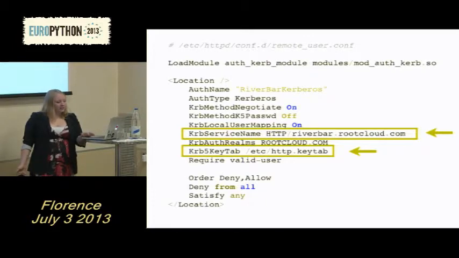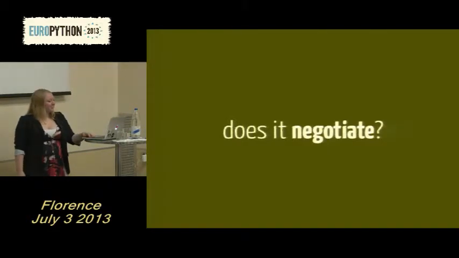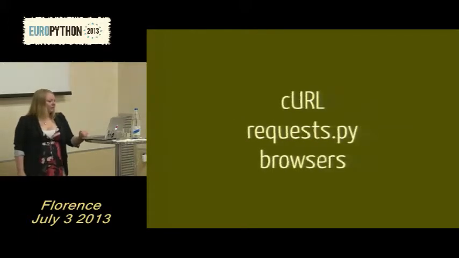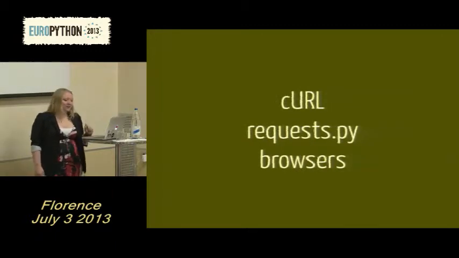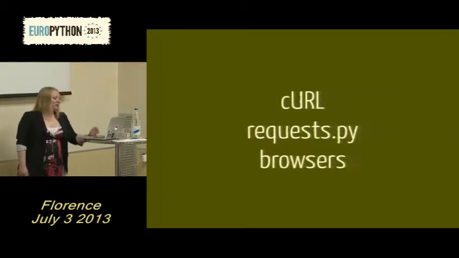All right, so it's pretty easy to set up Apache if you kind of know what you're doing, but you have to make sure it actually negotiates. So the protocol to make sure that Kerberos works is Negotiate, and you can test it through curl, requests.py, and through your browser as well. And in my blog, I outline these three tactical ways to test, but I'm only going to go through curl because that's the easiest right now.